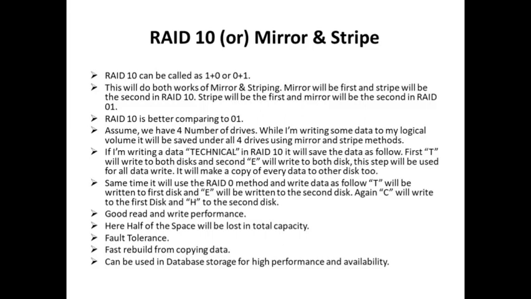At the same time it will use the RAID 0 method and write data as T will be written to the first disk, E will be written to the second, again C will be written to the first disk and H to the second disk. So this is how it will work in RAID 0. In this type of RAID level we get good read and write performance. Half of the space will be lost in total capacity. Fault tolerance we will get. Fast rebuild from copying data and can be used in database storage for high performance and availability.